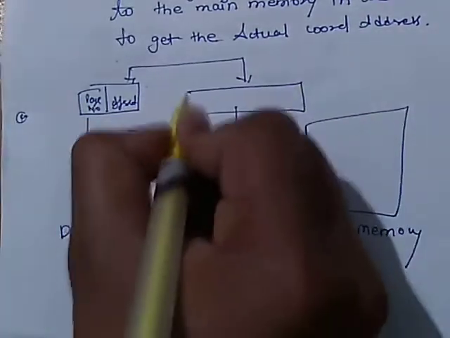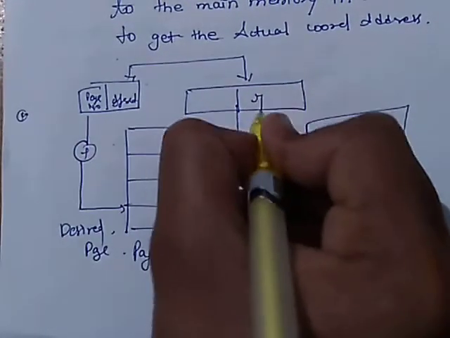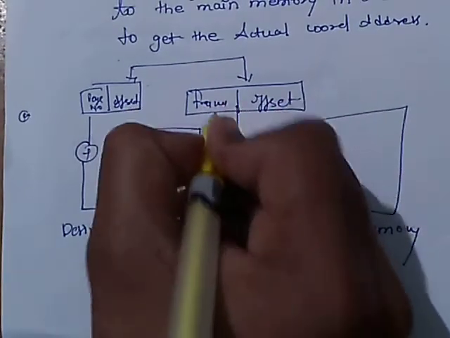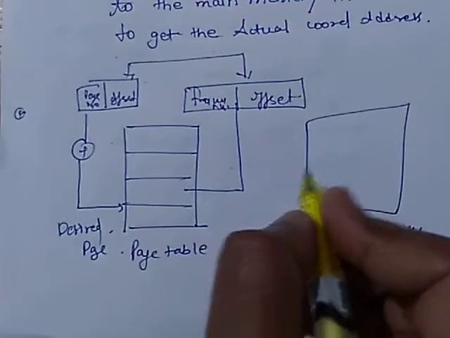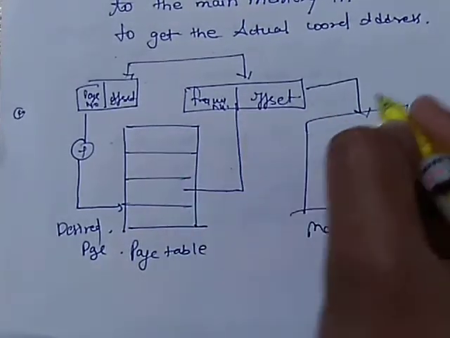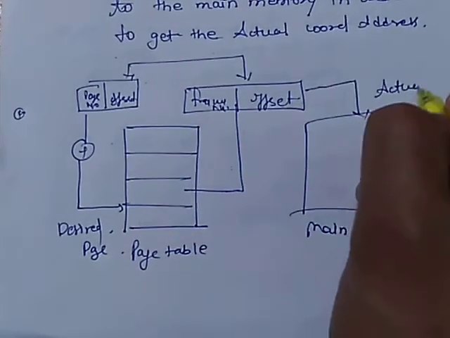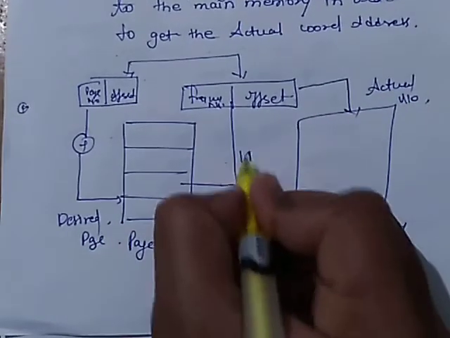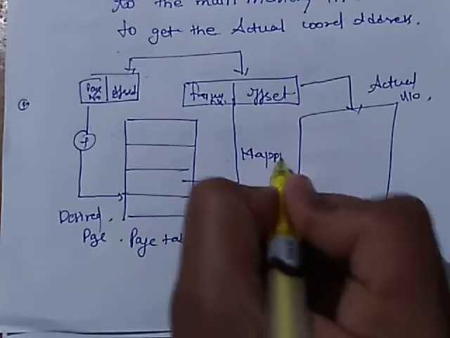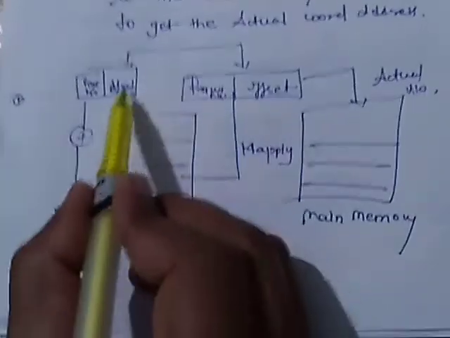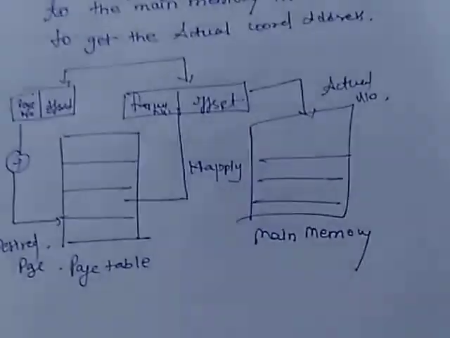Now this desired page will be mapped to the physical address, the offset is the same, and this is the frame number. So now this will get here and we will get the actual frame. So this is the way by which mapping is performed. One thing to remember is that the offset of the logical address and the offset of the physical address is the same. So thank you very much.